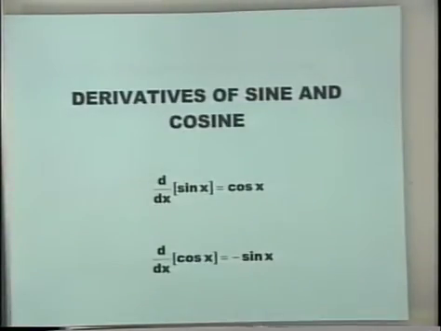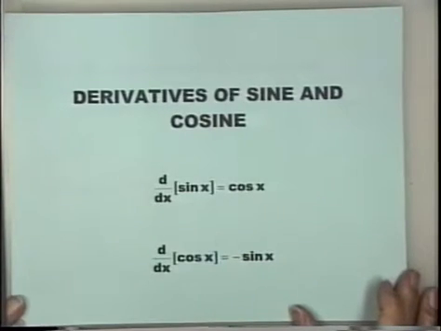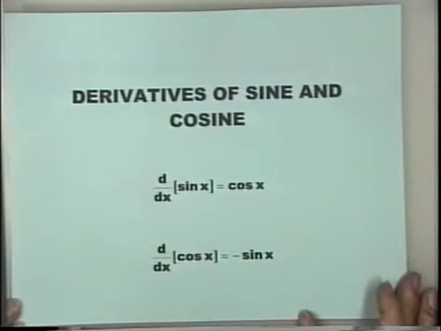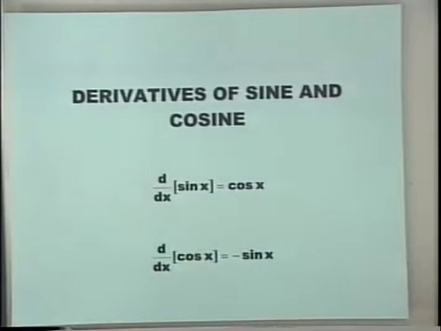Okay, let's look at trig functions. The derivative with respect to x of sine x is equal to the cosine of x. And the derivative with respect to x of the cosine of x is equal to the negative of sine x. Now I'm not going to prove these rules for you here. We're simply going to use them. I would expect that your instructor will probably show that to you.